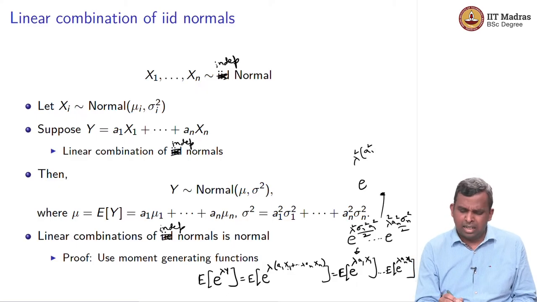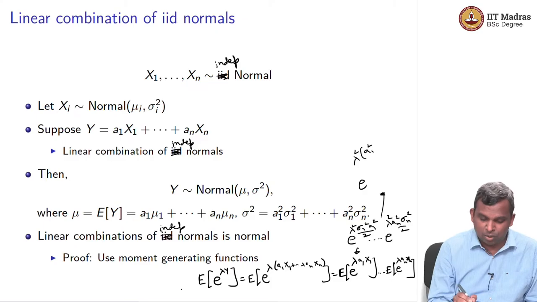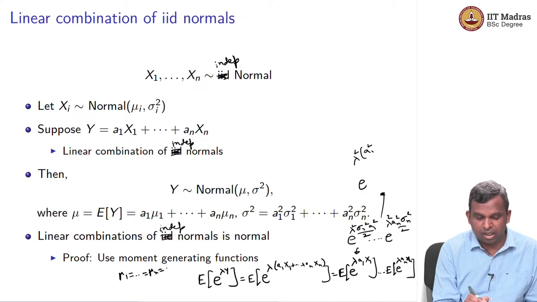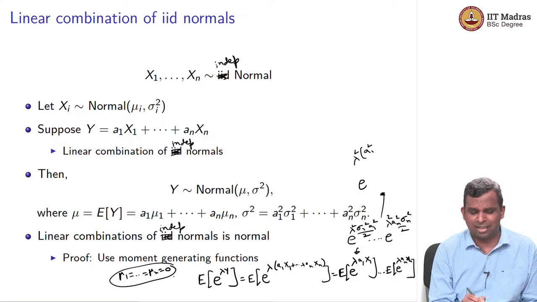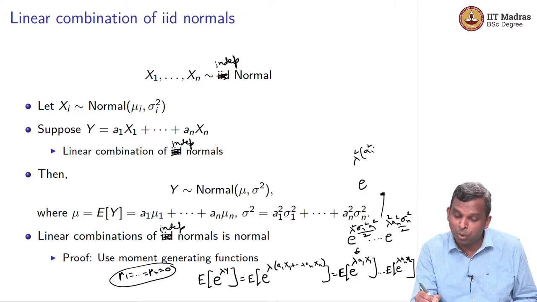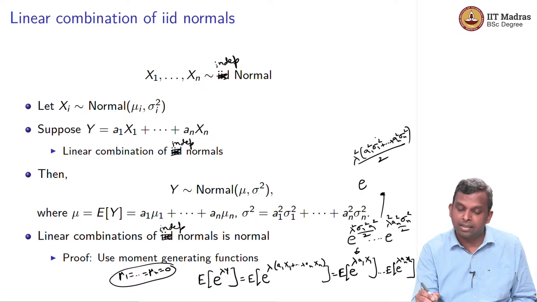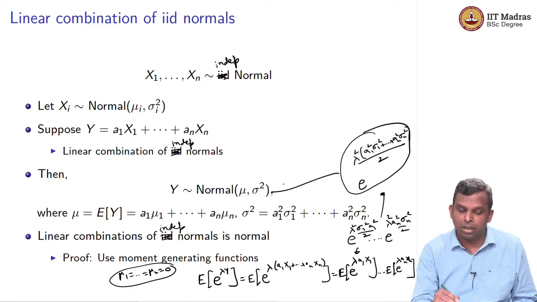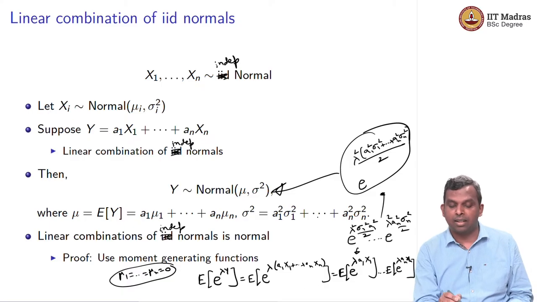Okay, so I made one little assumption here. In the proof, just for simplicity, I will assume mu 1 to mu n is 0. If it is not 0, I have to centralize and adjust. I will assume that it is 0 for convenience. So the exponent is lambda squared times (a1 squared sigma 1 squared plus ... plus an squared sigma n squared) by 2. So this is nothing but a normal distribution with mean 0 and variance equal to this, right? Notice how the fact that the moment generating function for a normal is e power lambda squared times the variance, by 2, plays a role here. So it's a very simple proof.